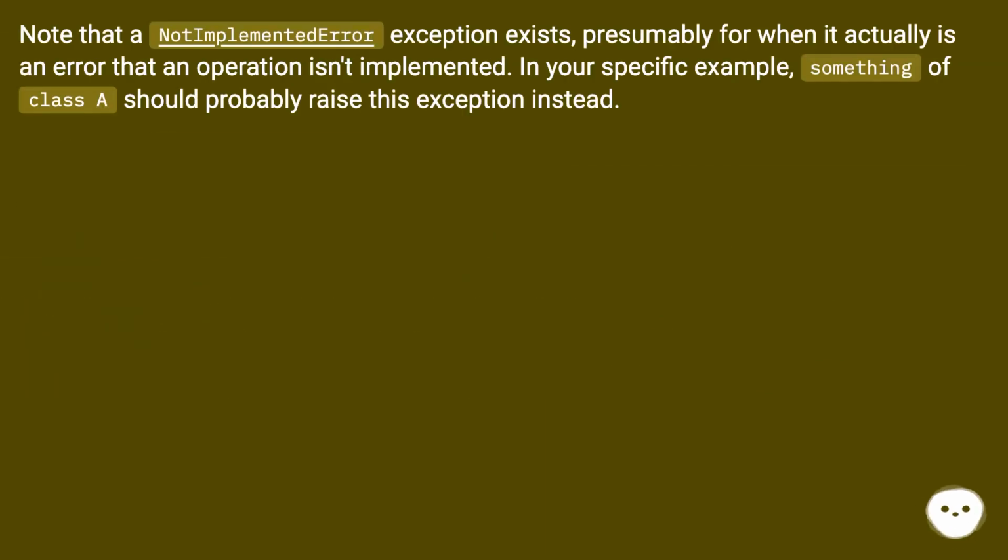Note that a NotImplementedError exception exists, presumably for when it actually is an error that an operation isn't implemented. In your specific example, something of class A should probably raise this exception instead.